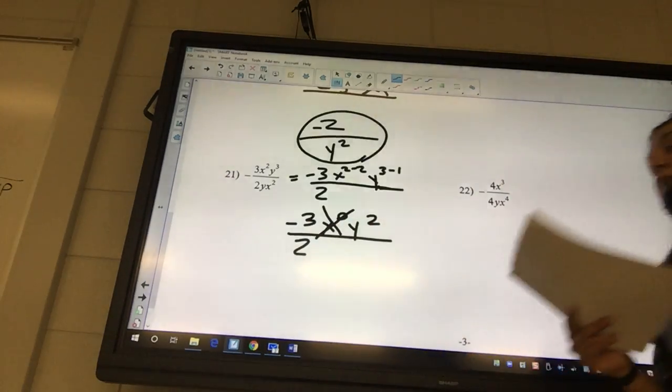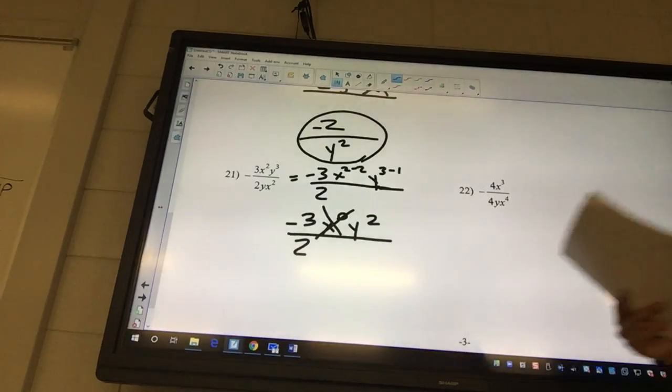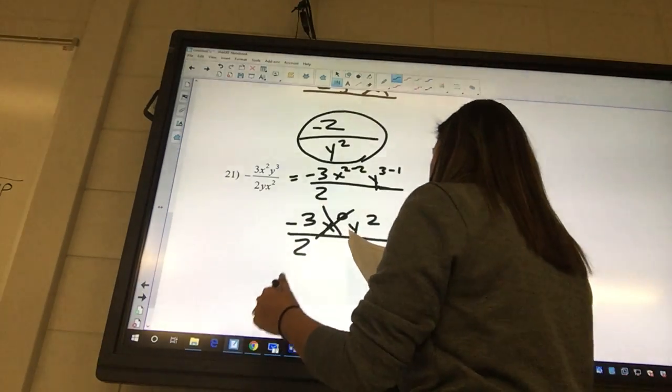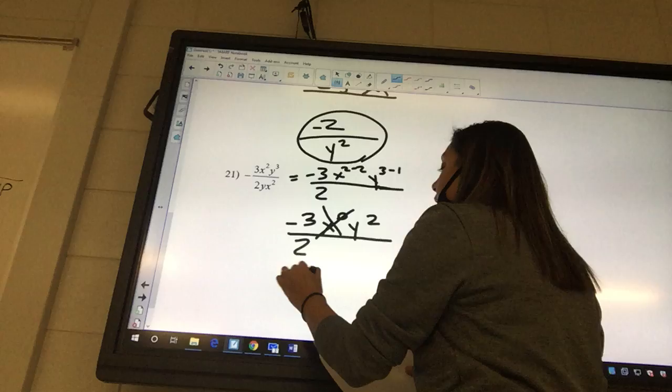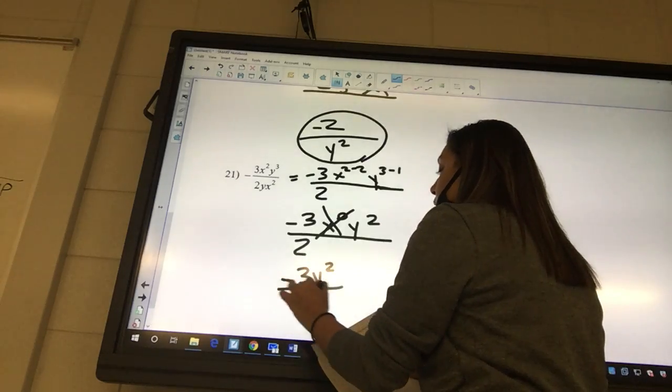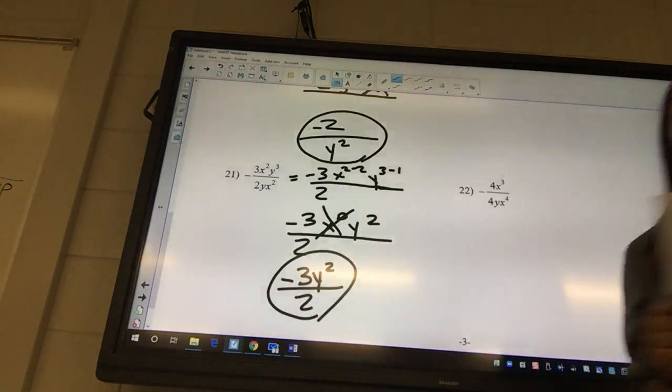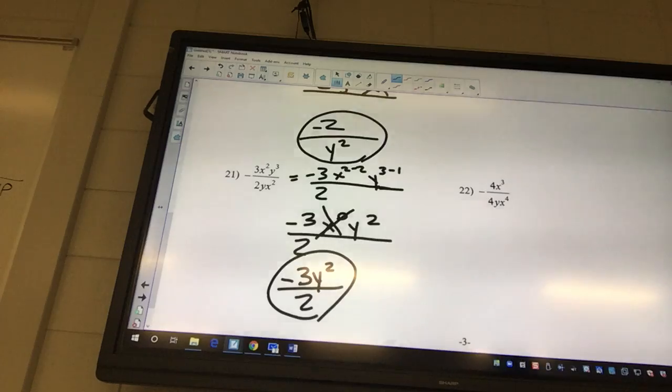And then do we have anything else to move around? No. Okay, so I got y to the 2 over, I said that all jacked up. I was reading it right in my head.